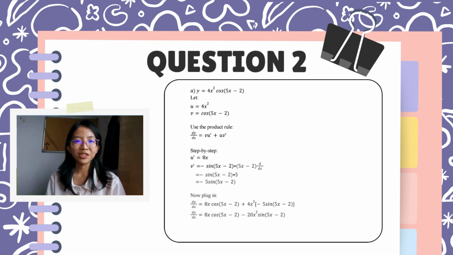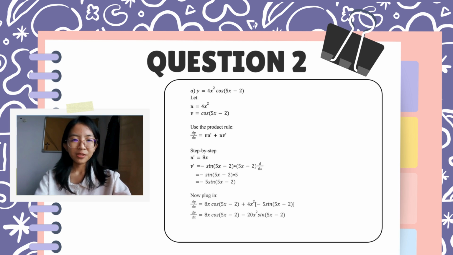Next, we differentiate v equals cos(5x - 2) using the chain rule. The derivative of cosine is negative sine, so we get v' equals negative sin(5x - 2) multiplied by 5, equals negative 5 sin(5x - 2). Substituting into the product rule, we have dy/dx equals 8x cos(5x - 2) minus 20x^2 sin(5x - 2).